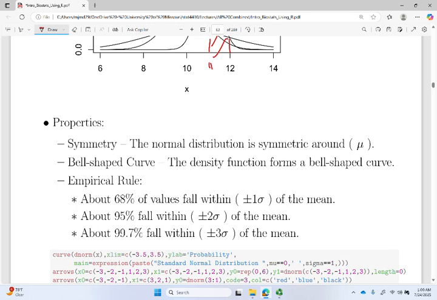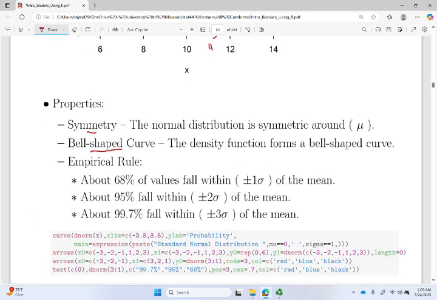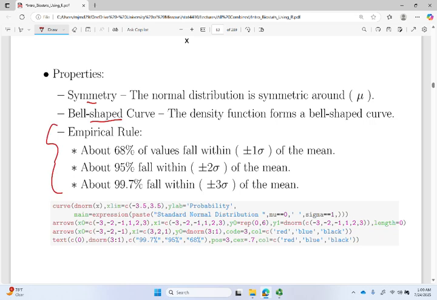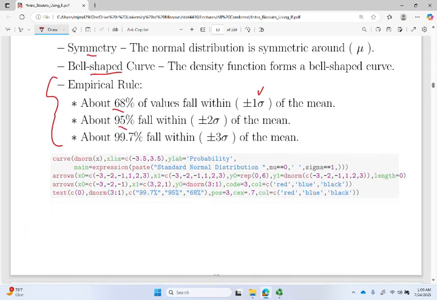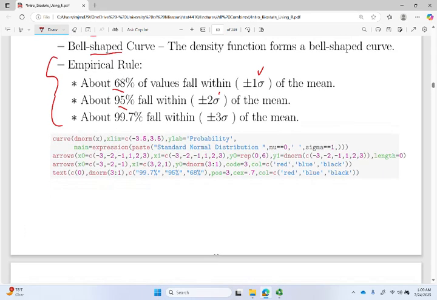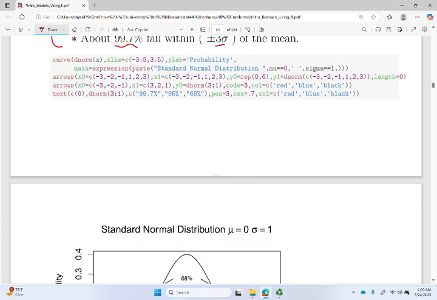So some properties of the normal distribution: it's symmetric, and it's always bell-shaped. Now it could be a thin bell or a fat bell. That depends upon the variance or the standard deviation. And there are some empirical rules. About 68% of all the data falls within one standard deviation of the mean, 95% fall within 2 standard deviations, and 99.7% fall within 3 standard deviations.